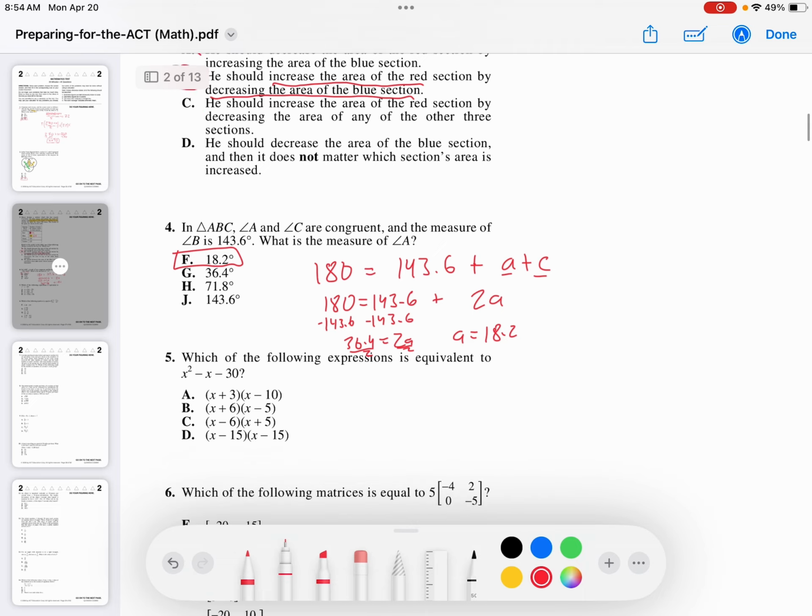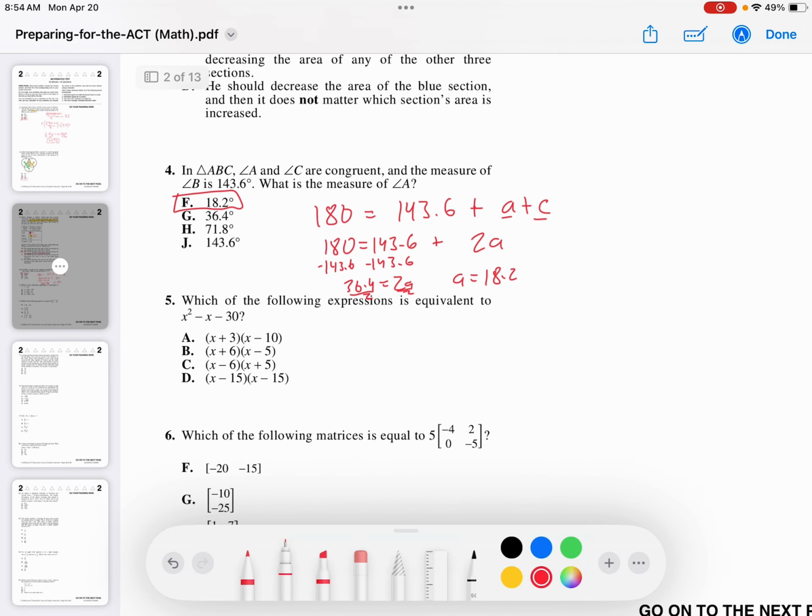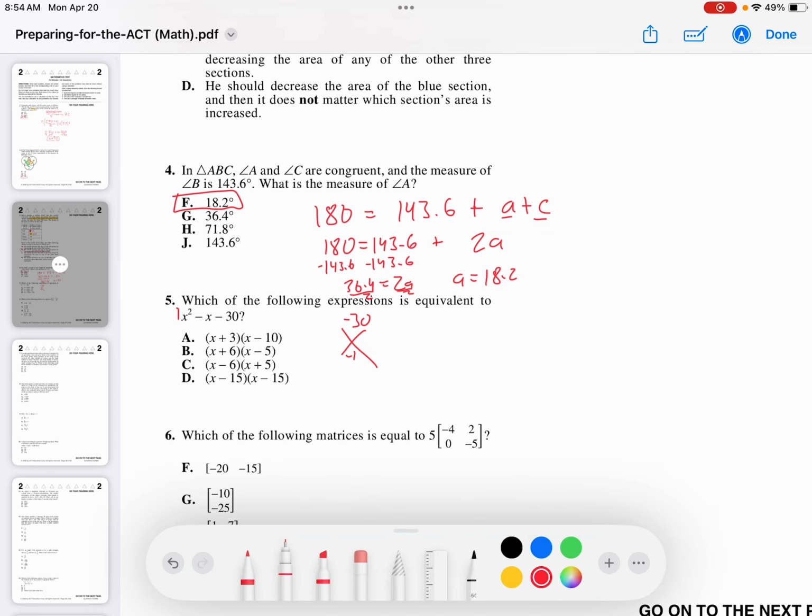Okay. Number 5, which expression is equivalent to x squared minus x minus 30? So since A equals 1, I can do the x squared, negative 30 on top, negative 1 on the bottom. The numbers that multiply to negative 30 and add to negative 1 would be negative 6 and 5. So I find the one that has negative 6 and 5, which is C.